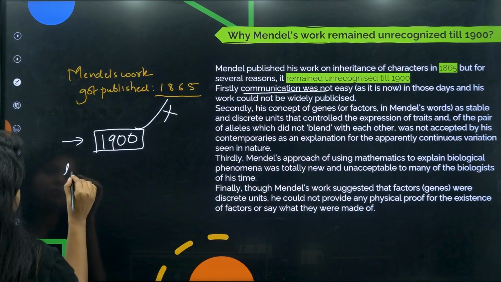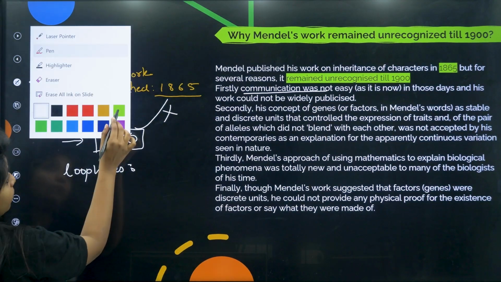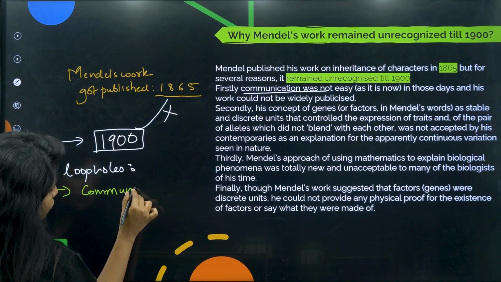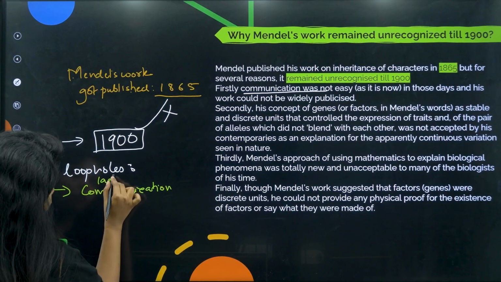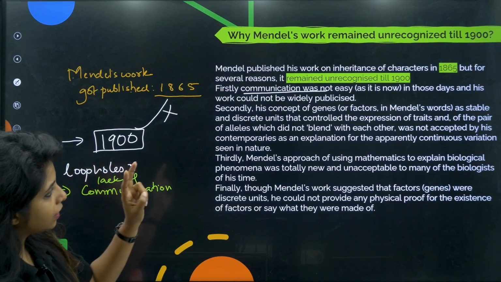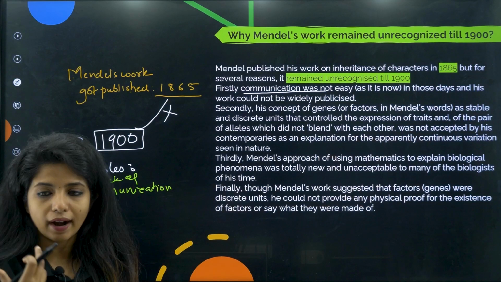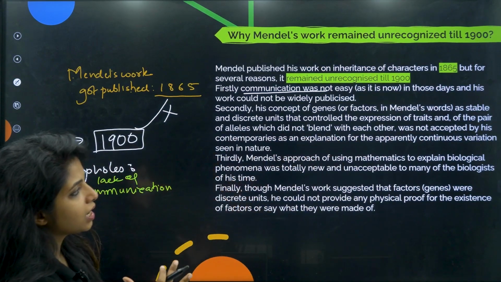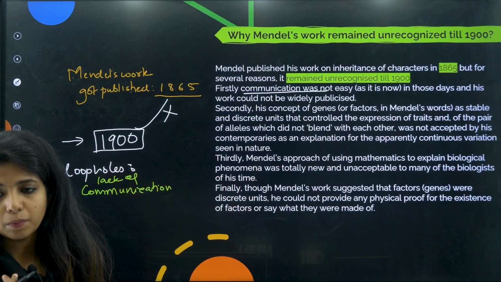The loopholes. The problem was not with his work initially, it was because of communication. So I'm writing lack of communication. Second thing, his concept of genes. He didn't know genes; according to him, they were factors, which are stable and discrete units that control the expression of traits. The pair of alleles which did not blend with each other was not accepted by his contemporaries.